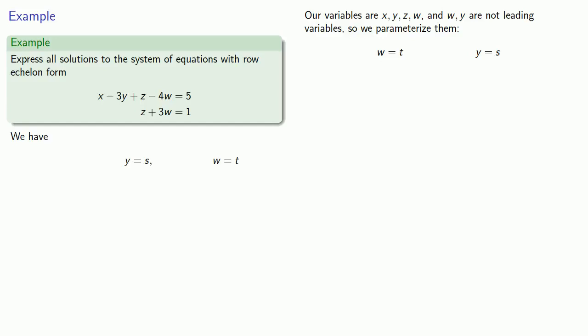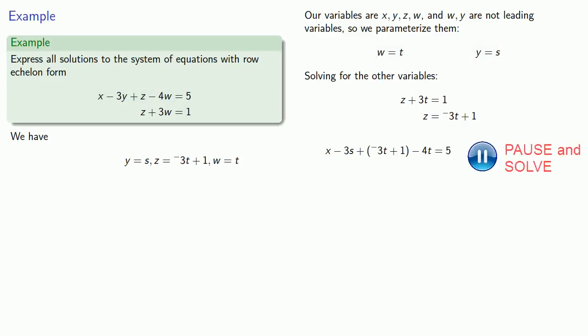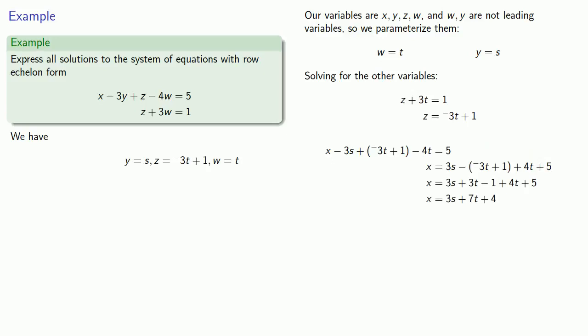Now we can use the equations to solve for our basic variables. And we're going to work our way backwards through the equations. In the equation z + 3w = 1, we'll substitute our value w = t, giving us the equation z + 3t = 1, and we can solve that for z = -3t + 1. And we'll write that down as a part of our solution. Next, we'll go to the preceding equation, x - 3y + z - 4w = 5. We'll substitute in the values for y, z, and w into our equation, and then solve that equation for x. When we do that, we find that x is equal to 3s + 7t + 4, and we'll write that down.